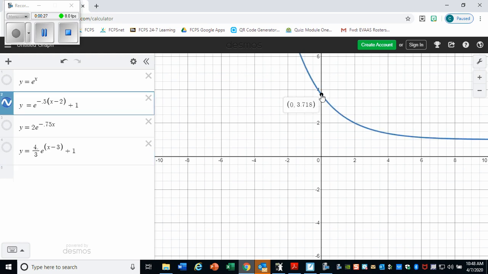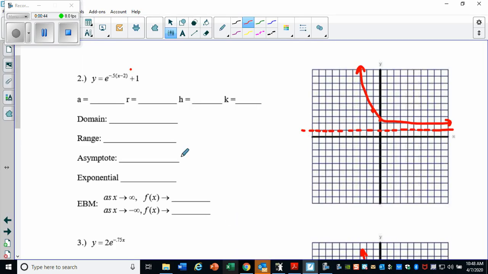Make sure you always get your y-intercept from your Desmos. So here is (0, 3.718), and then get two other points on your graph. So here's not too bad, (1, 2), (2, 2), and then here's another nice one right here, (8, 1.05). So you can go ahead and get those graphs from your graphing calculator or Desmos. All right, so let's take a look at what this graph actually looks like.